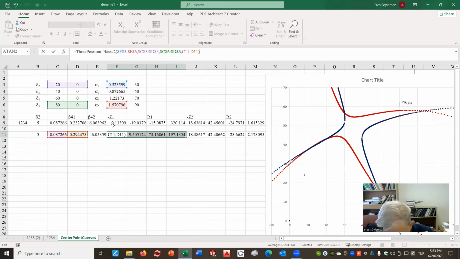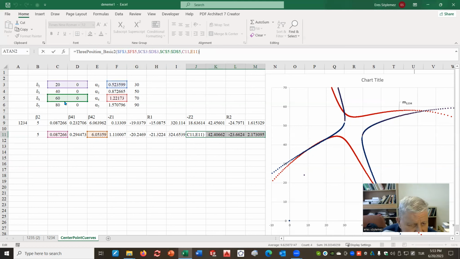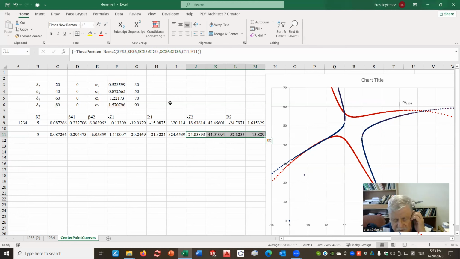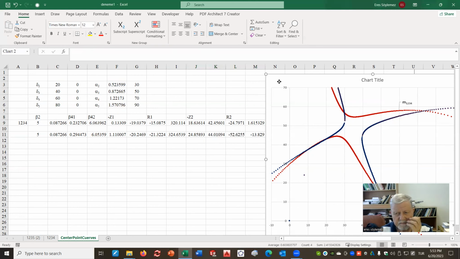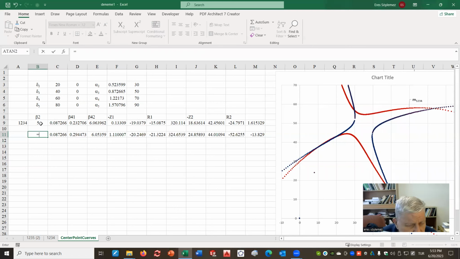Control Shift, Enter. Control Shift, Enter. I have two solutions. Now, what I will do is this. Is equal to this value. Beta 2 will be the same for 1, 2, 3, 4, and 1, 2, 3, 5.